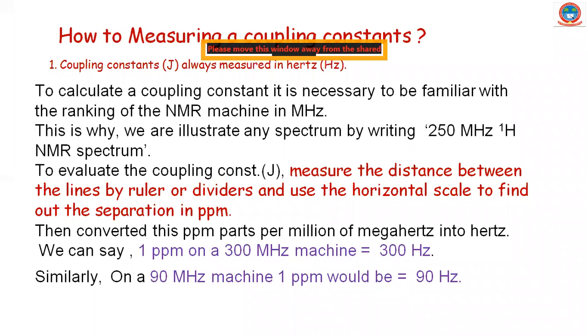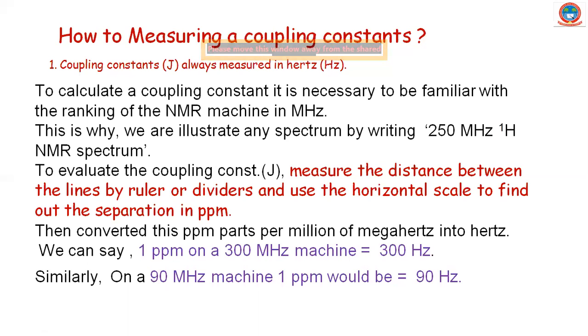To get the correct structure we should know the coupling constant value: the distance between the lines of a split signal, which we measure in hertz. To calculate a coupling constant, it is necessary to be familiar with the ranking of NMR machines in megahertz. That is a separate concept. We have to measure the coupling constant in hertz; you must remember this first point.